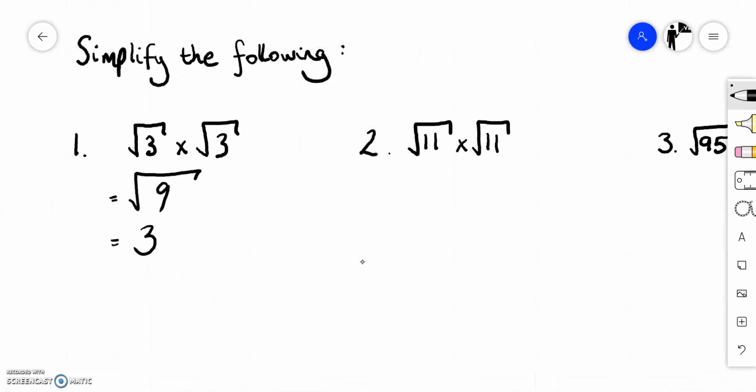Example 2, root 11 times root 11. 11 times 11 is 121, and the square root of 121 is 11. This is one of the things that we actually know the square root for. Can you see a shortcut here? Do you notice that when we multiply a surd by itself, we actually just get out the value within the surd?